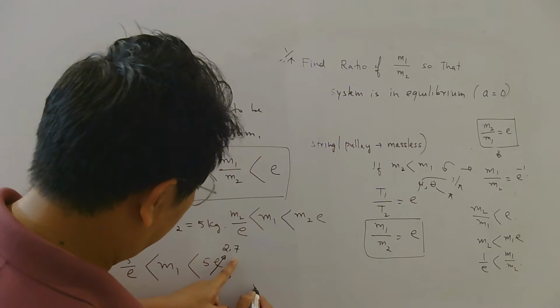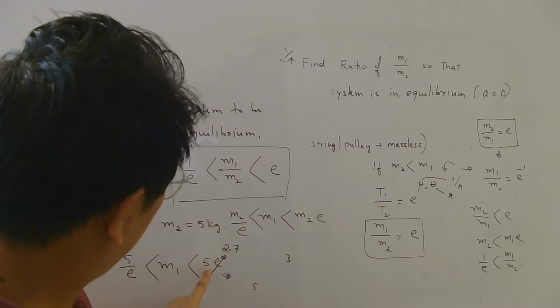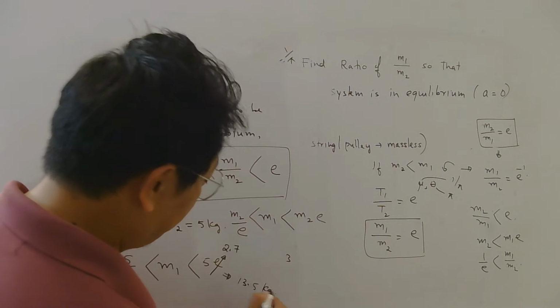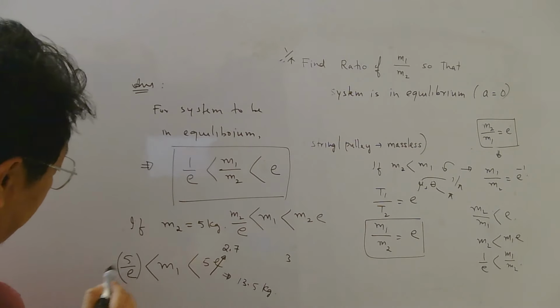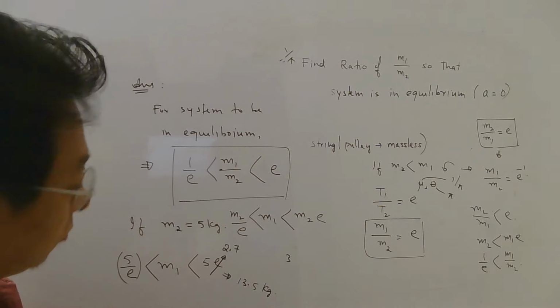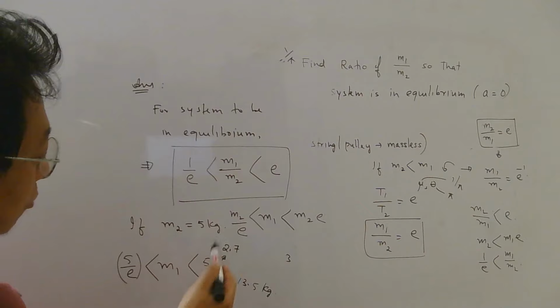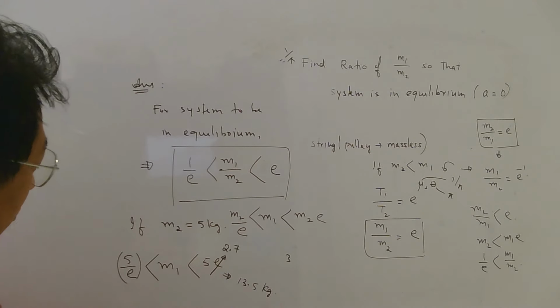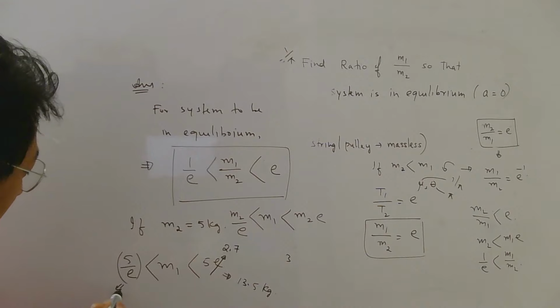5 7s are 35, 5 3s are 15, so it's 13.5 kg. And here if you divide 5 by 2.7, if it was 2.5, you would get 2, since 5 by 2.5 is 2. This is more than 2.5, it's 2.7, so this will be less than 2. Let's assume this is approximately 1.8.